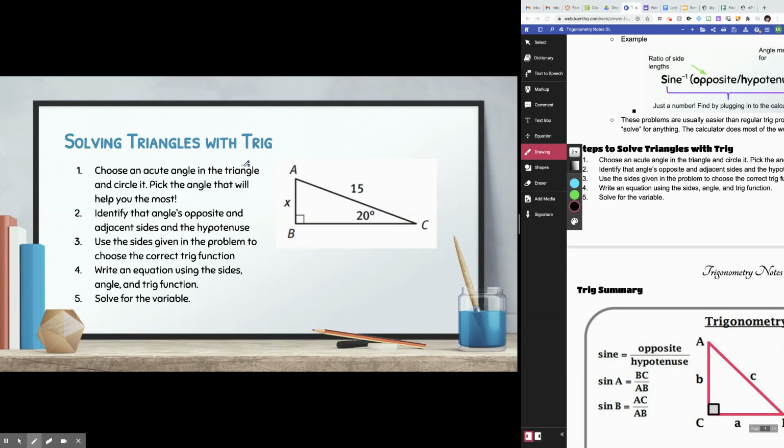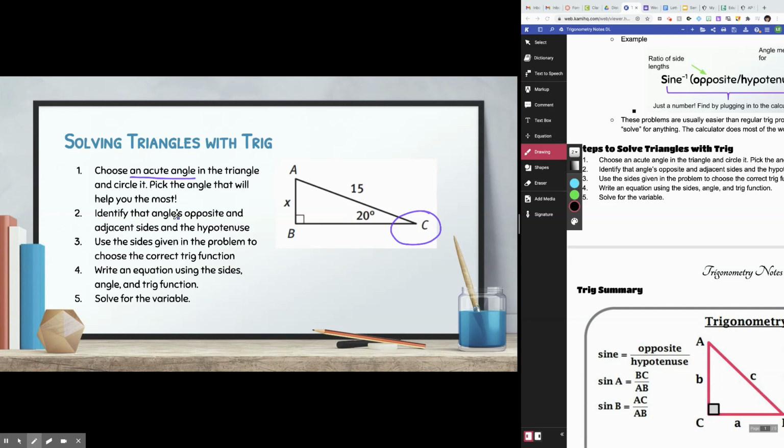Your first step is to pick an angle in the triangle and circle it, meaning not the right angle, but one of the others. You should pick the angle that's going to help you the most, meaning don't do a bunch of extra work. So in this picture, the angle that I should choose is C, because I have an actual value for C. I either have a number or a variable there.